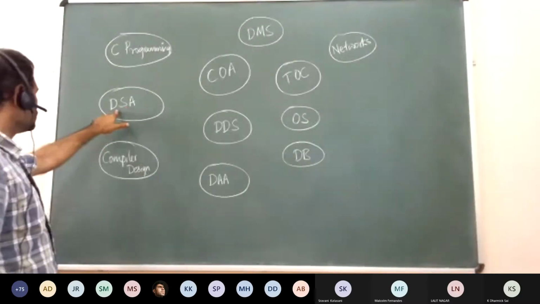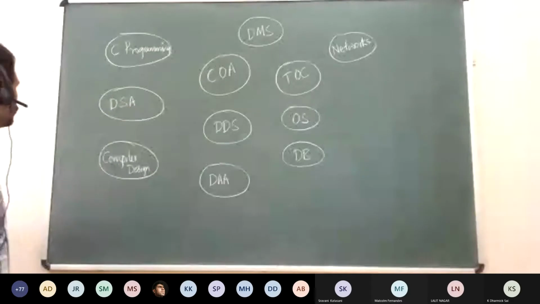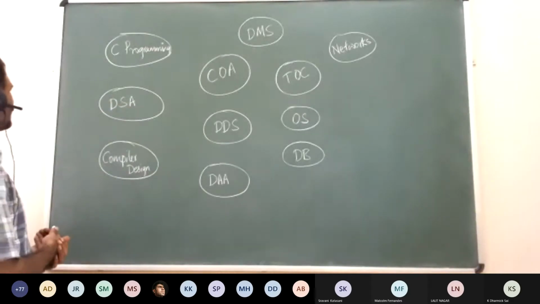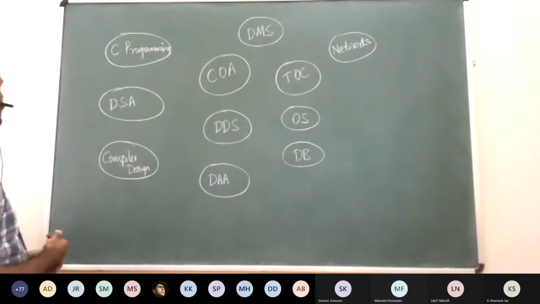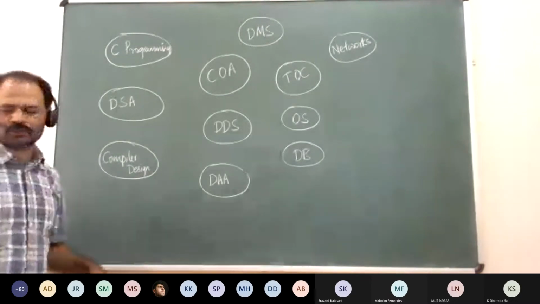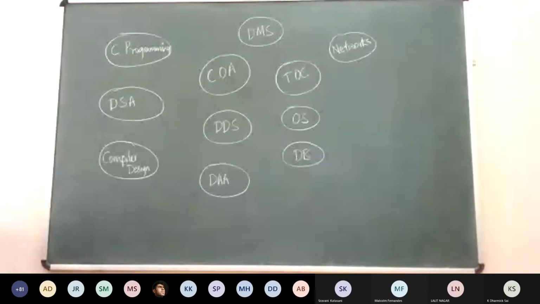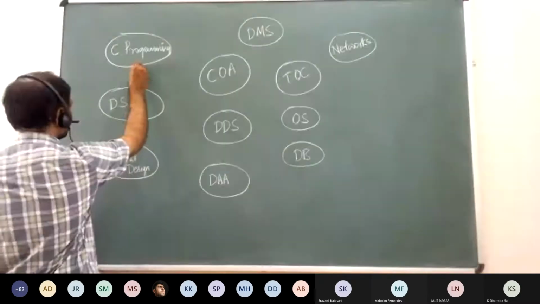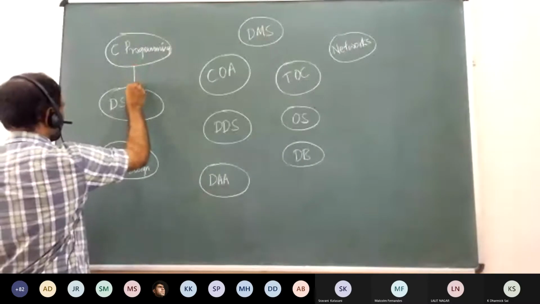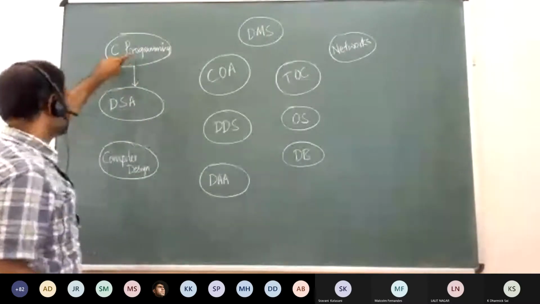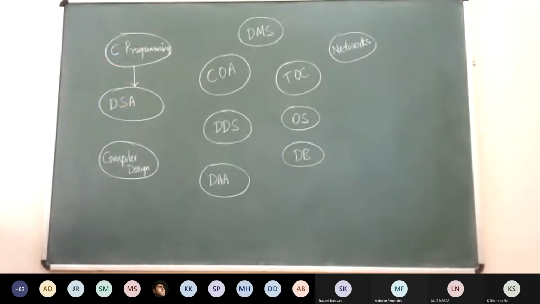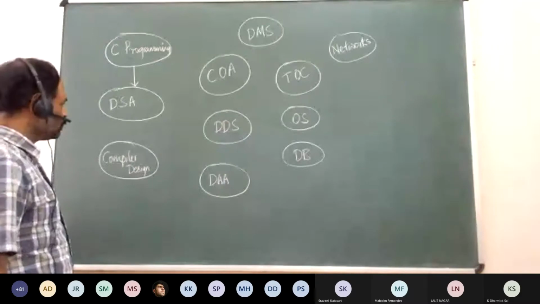So, DSA, data structures and algorithms. For that we would like C programming or any programming concepts, right? Here I have written C programming, probably the language which you learn in your first year. In other words, any programming language for that matter. It doesn't have to be C. So this is a prerequisite. We draw an arrow here saying that people should know this before they come to data structures and algorithms, right?